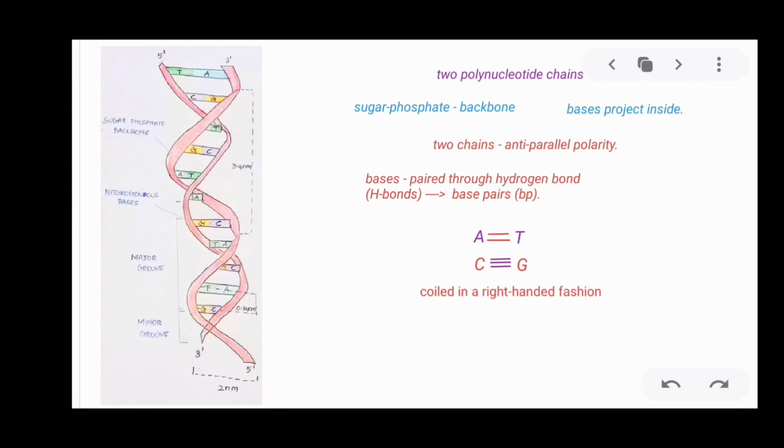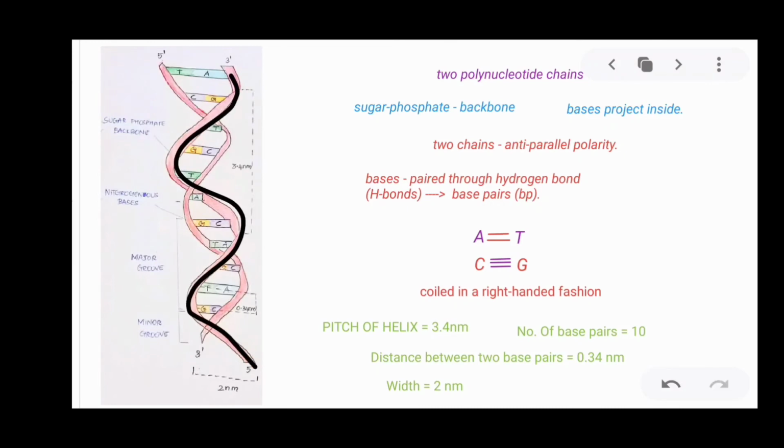Then the coiling, that is in a right-handed fashion. Then the measurements, that is the pitch of the helix, the number of base pairs, the distance between two base pairs, and at last the width. So the first point is that they are made up of two polynucleotide chains, or we can say they have two strands. This is the first strand or the first polynucleotide chain, and this is the second strand or the second polynucleotide chain. The second point is they have a sugar phosphate which acts as the backbone.